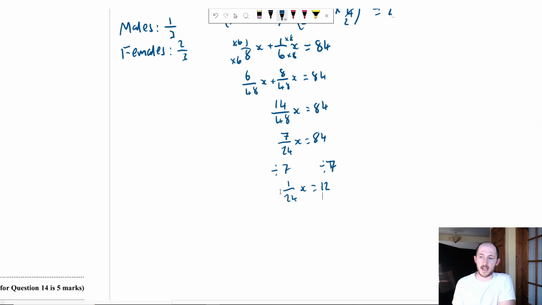100%. And if you notice, I ended up with getting over 24 anyway. So you would have jumped straight to this part, which is quicker. But perfect, well spotted. And then times both sides by 24. So 24 times 12, so if you times it by 10, it's 240. Add another 48, will be 288.